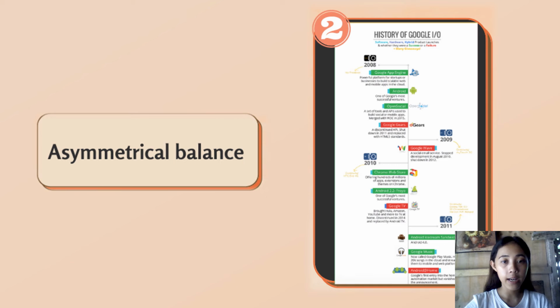And the otherwise is the asymmetrical balance, like what I'm presenting to you. The graphic information is in different positions sa magkabilaan nga sides, but although it still shows a visual balance.